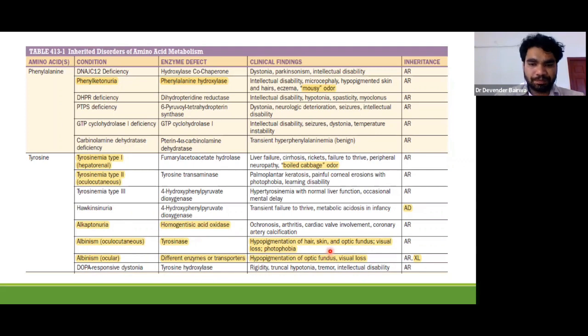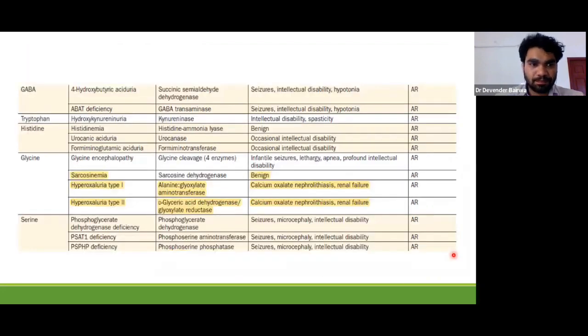Now, see this, all these disorders are autosomal recessive, but Hawkinsinuria is actually autosomal dominant. This is the only condition which has a different kind of inheritance pattern. Then you can see ocular albinism is there. This is because of defects in different enzymes or transporters, and this presents with hypopigmentation of the optic fundus or visual loss. This is associated with X-linked inheritance.